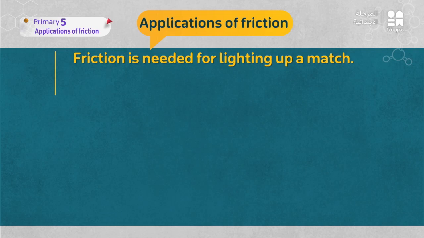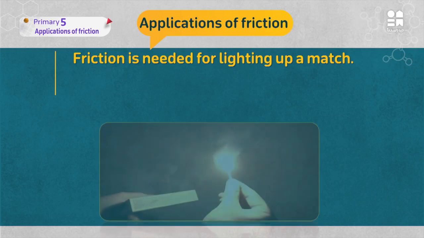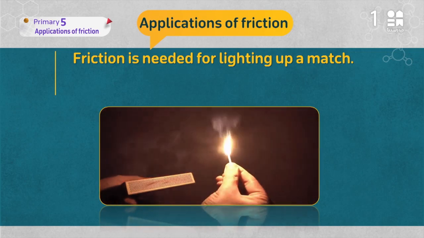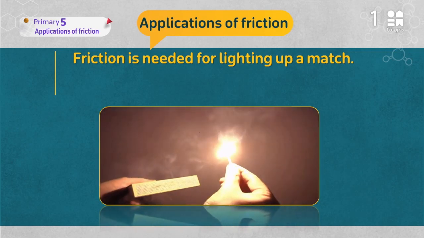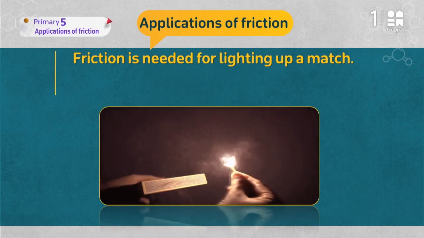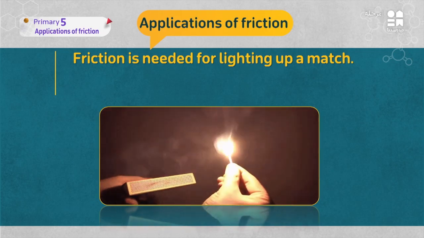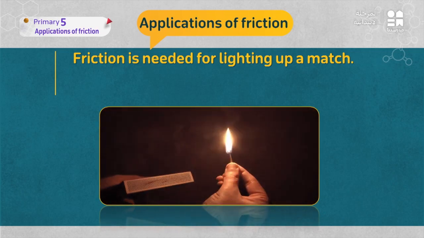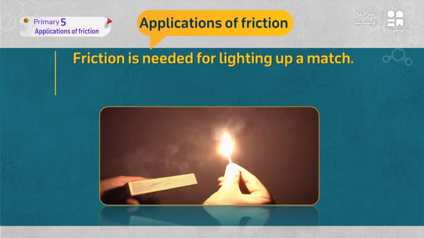Okay, let's complete another one. What can you see in here? A match, right? طيب حد فكر قبل كده ازاي الماتش بنقدر نعمل لها lighting up؟ How? By friction. The friction is needed for lighting up a match. طب ليه بنحتاج الفريكشن عشان نقدر نعمل lighting up for the match؟ For example, فكر كده معايا لحظة.